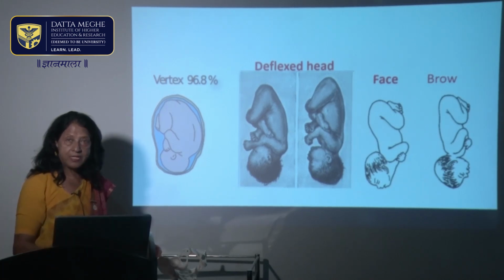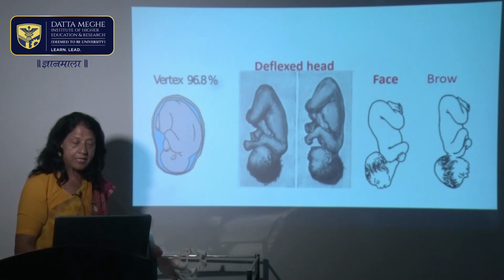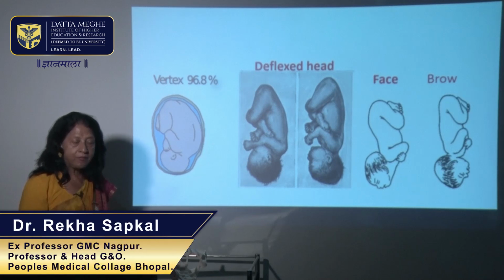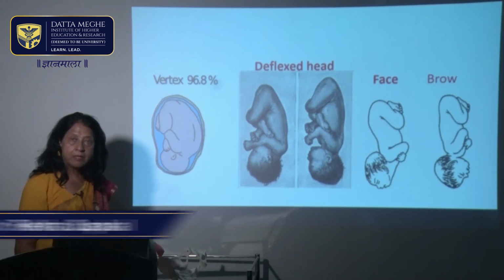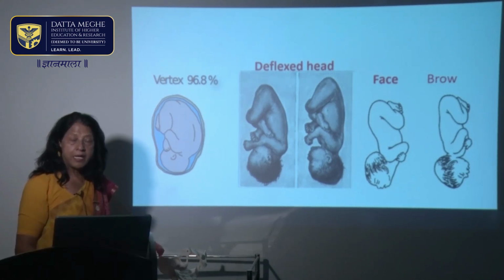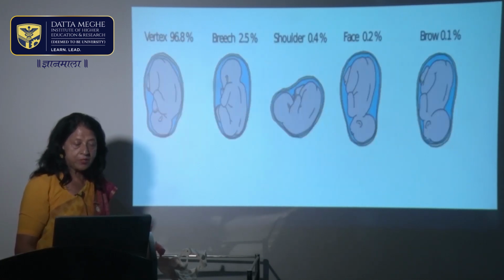The first presentation we have to learn, that is the commonest, is the vertex. Then abnormal position means deflexed head. The diameter is a little more, so prolonged labor results. Deflection may be less, deflection may be more. Next is complete extension, that is face presentation. Last one is incomplete extension, that is brow presentation. So, like that different presentations we are going to learn in future.